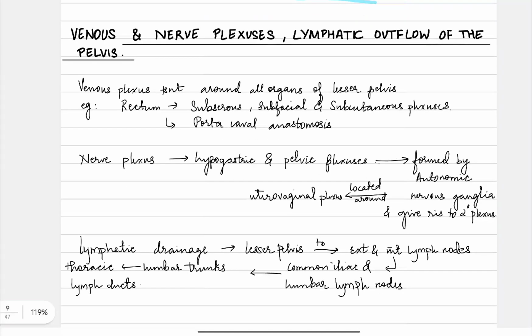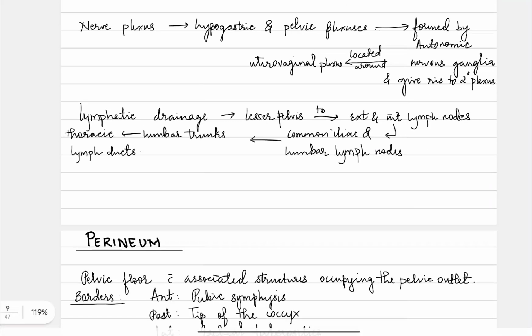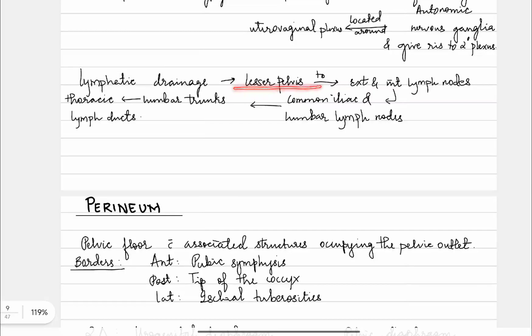Next is the venous and nervous plexus, and lymphatic outflow of the pelvis. Venous plexus is present around all the organs of the lesser pelvis. For example, in the rectum there are subserous, subfascial and subcutaneous plexuses, and portocaval anastomosis is present. Nerve plexuses are the hypogastric and pelvic plexus, formed by autonomic nervous ganglia, and they give rise to secondary plexuses located around, such as the uterovaginal plexus. Lymphatic drainage of the lesser pelvis goes to external and internal iliac lymph nodes, to common iliac and lumbar lymph nodes, then to the lumbar trunk and thoracic lymph duct.